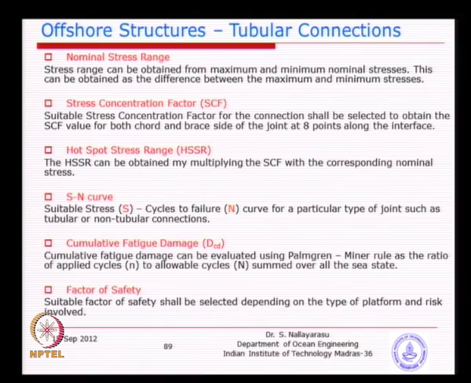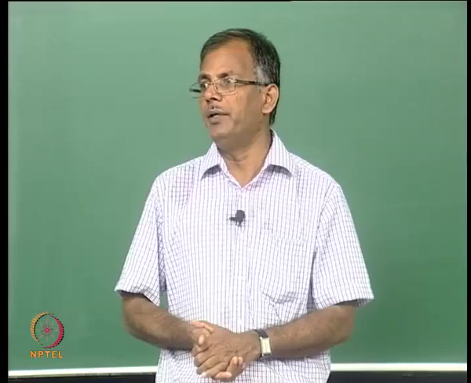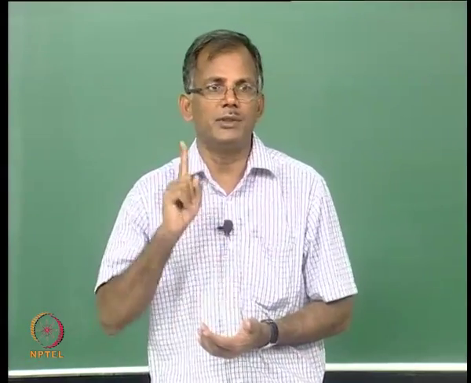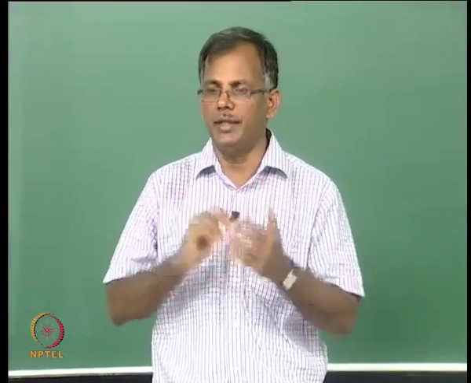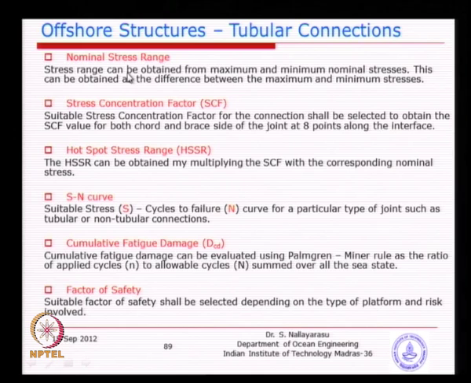So, if you want to have a safety margin of 10, the fatigue damage must be restricted to 0.1. If the safety margin is 1, then the damage can be as much as 1. So, that is the idea behind. So, these are some of the definitions, you must keep it. Nominal stress range is nothing but the stress applied to the structure slightly away from the joint, is it not.